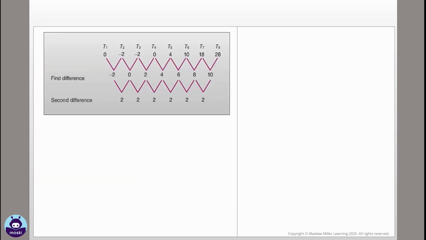Let us now analyze the pattern and describe the relationship between the number of terms, that is, n, and the nth term using a graph. 0, -2, -2, 0, 4, 10, 18, 28. Let us find the differences. We observe that the differences are not constant, but form a linear pattern. The second difference is constant. Therefore, the given pattern is quadratic.